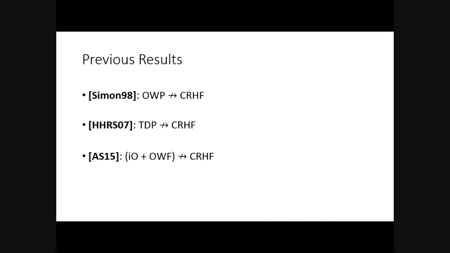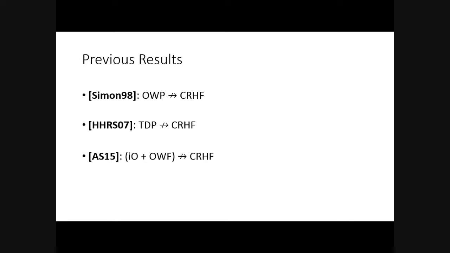The previous results related to ours are, first, Simon in 98, which shows that one-way permutations don't give us collision-resistant hash functions. Then we have the work of Haitner, Hoch, Reingold, and Segev that shows that trapdoor permutations don't give us collision-resistant hash functions. And the final, recent work is by Asharov and Segev, which shows that IO plus one-way function doesn't give us collision-resistant hash functions.